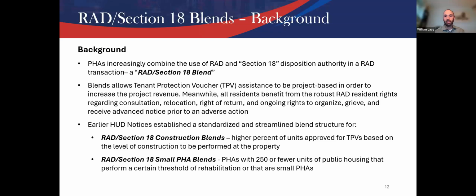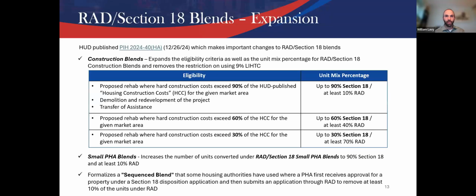There's an item here that's not quite right. It's unrelated to whether they perform rehab or not. A PHA with 250 units or less is eligible under the small PHA blend. So there's actually two things that happen.